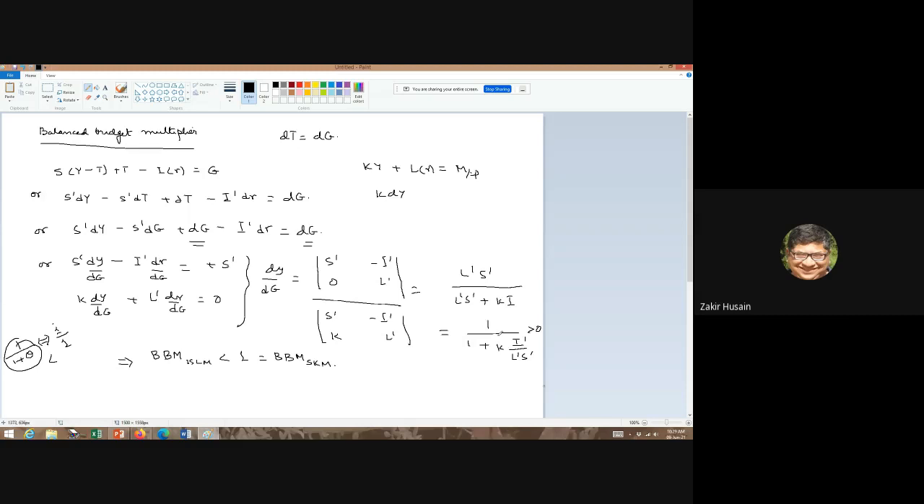Okay. Now, let us look into the two cases. Let us consider the liquidity trap. In the liquidity trap, L prime is equal to infinity. So this is equal to 1 plus 0. It is equal to 1. So this is equal to the simple Keynesian multiplier.